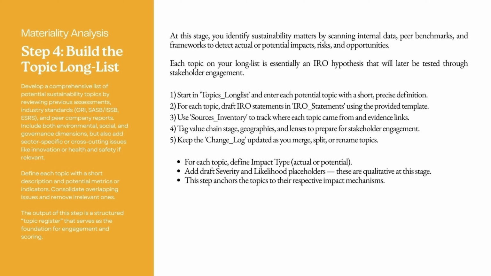Each topic is tagged according to value chain stage, relevant geographies, and applicable lenses. This prepares the topics for targeted stakeholder engagement in the next steps. The changelog is kept updated throughout this process. As topics are merged, split, or renamed, these changes are recorded to maintain version control and transparency. For each topic, the impact type is also defined, indicating whether the impact is actual or potential. At this stage, draft severity and likelihood placeholders are added.